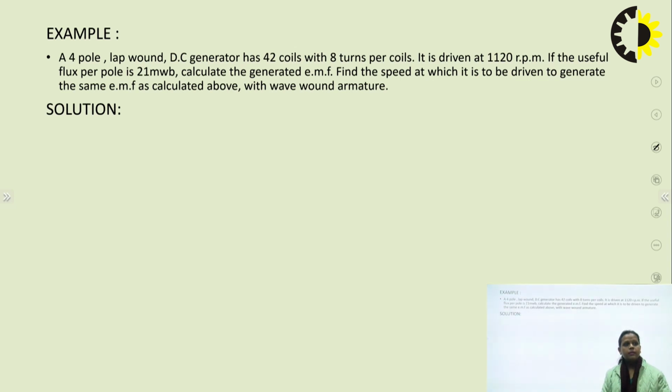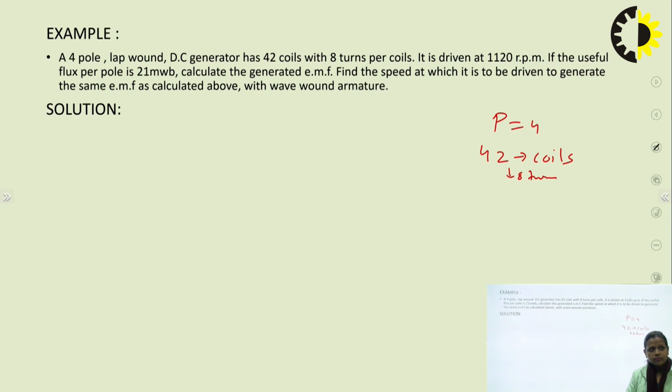Now coming to this example. Here we have a 4-pole, lap wound DC generator. It has 42 coils with 8 turns each, and it is driven at 1120 RPM. If the useful flux per pole is 21 milliweber, calculate the generated EMF, and find the speed at which it is to be driven to generate the same EMF as calculated above with a wave wound armature.